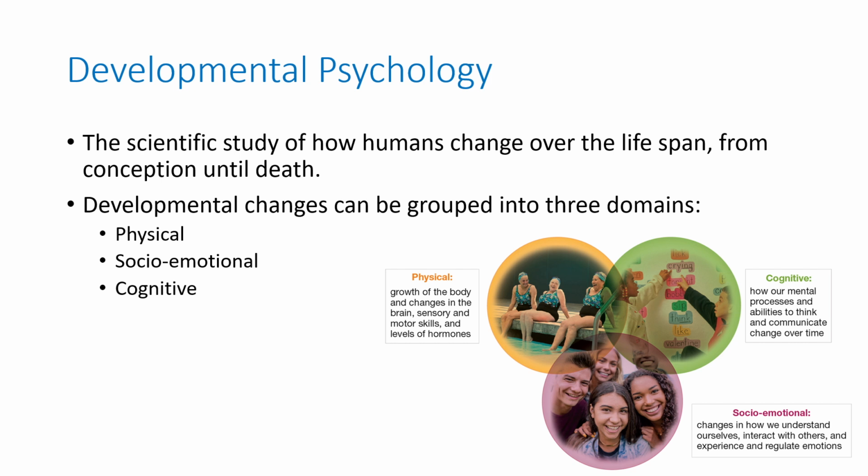So, developmental psychology looks at how the body and brain changes and these effects on things from our abilities and how our body functions, like hormone levels or what have you throughout the lifespan. They're also interested in how we think and how our process of thinking changes over our lifespan. And then they're interested in how we interact with others and how we experience and regulate emotions.